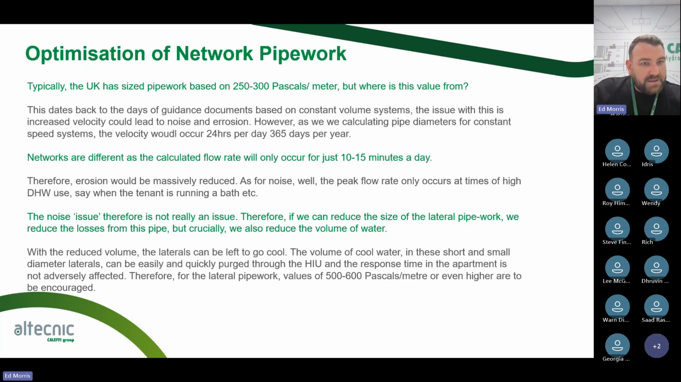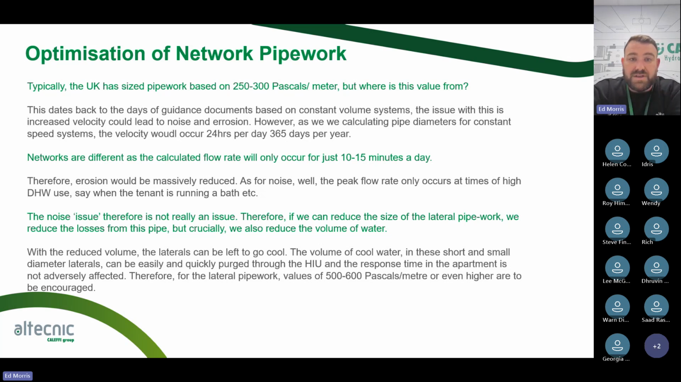Back to optimization of pipe work. The noise issue, therefore, is not really an issue because we're not going to be flowing the pipe work at that demand. Therefore, we can reduce the size of the lateral pipe work, we can reduce the losses in this pipe, but crucially, we also reduce the volume of water. So this is where we start to look at the size of the pipe work and how we can really use it as an optimization to the system to make it run a lot better. So with the reduced volume, the laterals can be left to go cool. The volume of the cool water in these short, small diameter laterals can be easily and quickly purged through the HIU, and the response time to the apartment is not adversely affected.